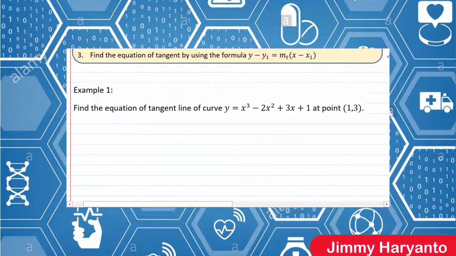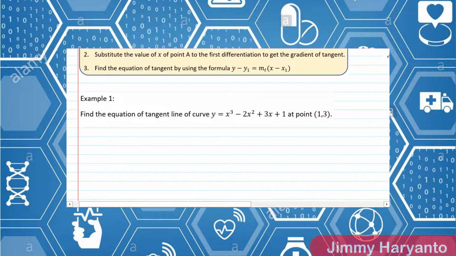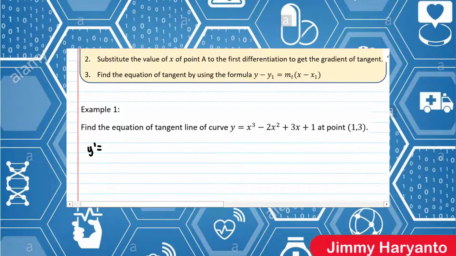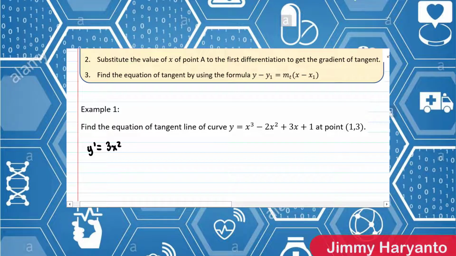So example 1, find the equation of the tangent line of the curve y equals x to the power of 3 minus 2x squared plus 3x plus 1. So we have to find the gradient first. As the definition says that the gradient of the tangent equals the first differentiation, that means we have to differentiate it first. So you'll have y' equals 3x squared minus 4x plus 3. This is the first step.